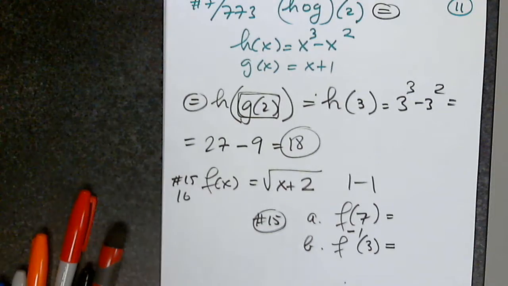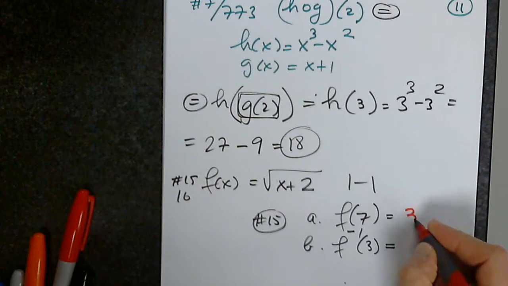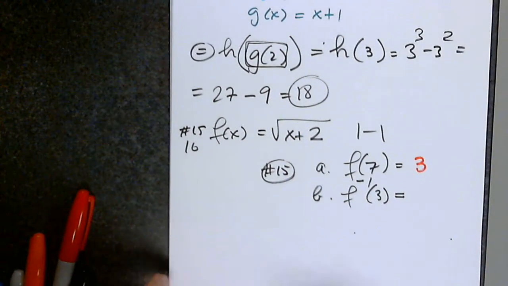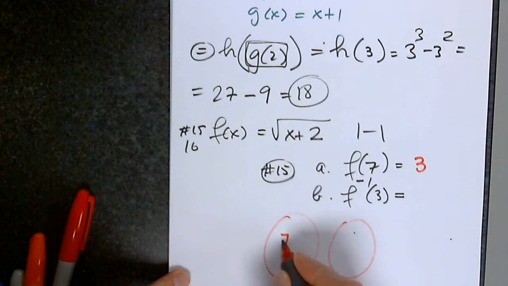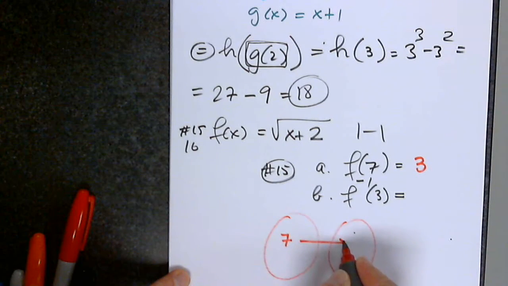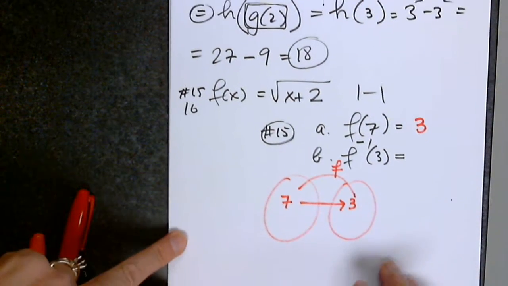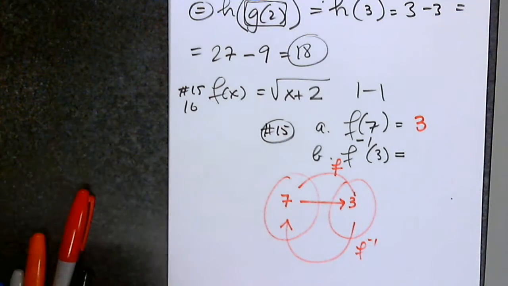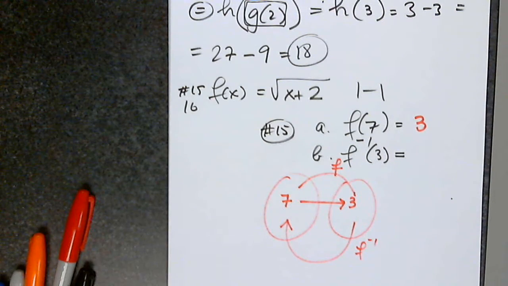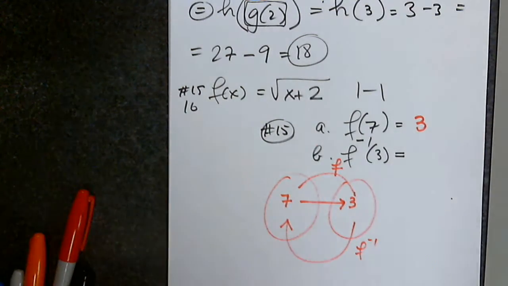Okay, so let's start with f of 7. How much is f of 7? Good. So remember the idea. If the function is applied to 7 and it returns 3, then the inverse is applied to 3 and will return 7 for sure. That's it.